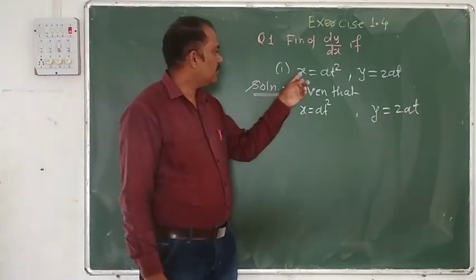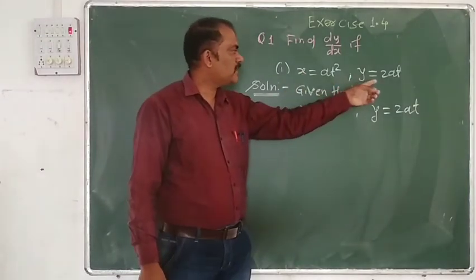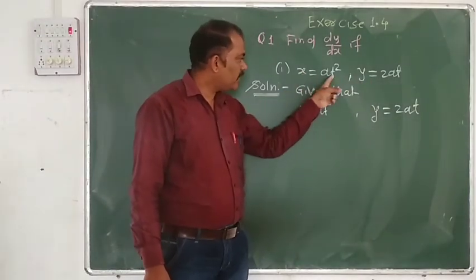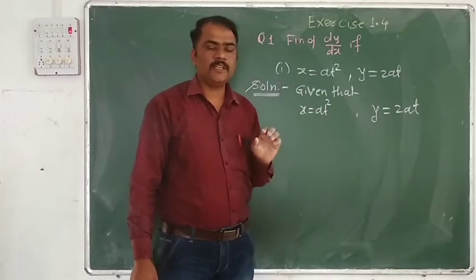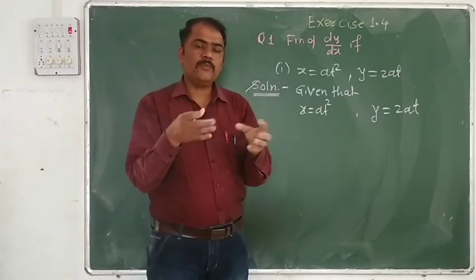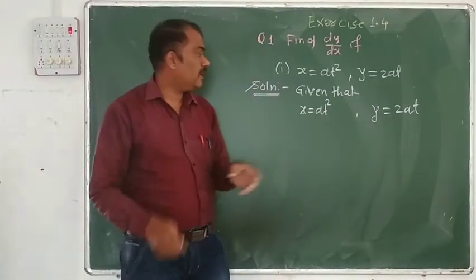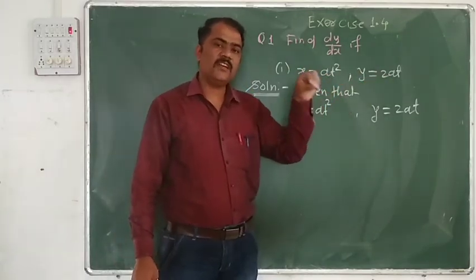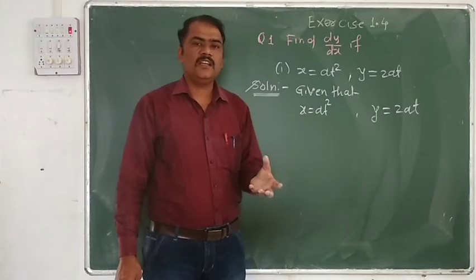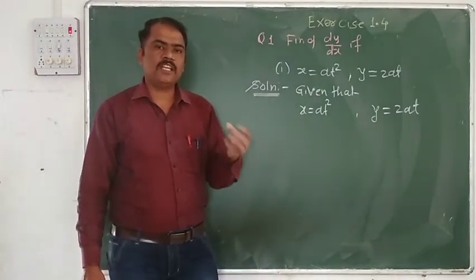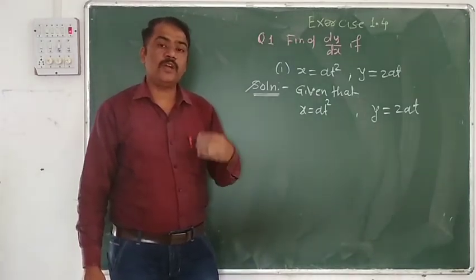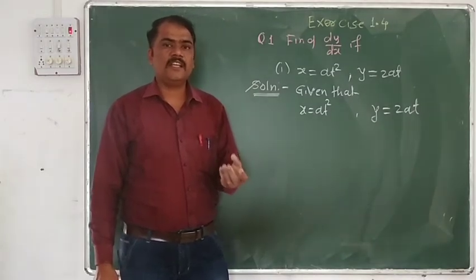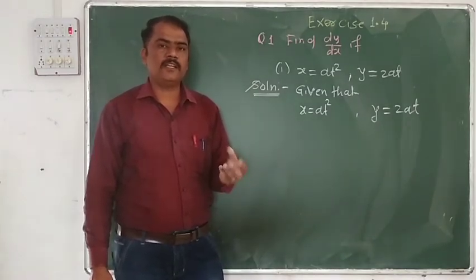Okay, the first example is what? x is equal to a t square, y is equal to 2 a t. x is a function of t, y is also a function of t. Who maintains the relation between x and y? t maintains the relation between x and y, so here t is a parameter. We have to easily identify the examples on the derivatives of parametric functions.